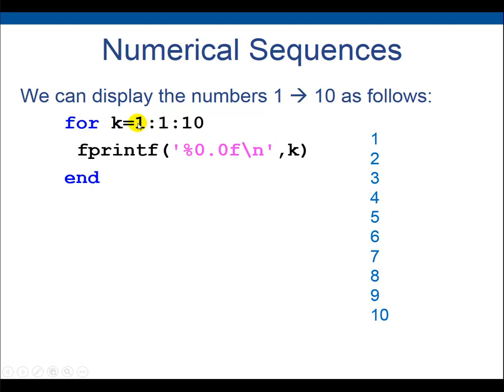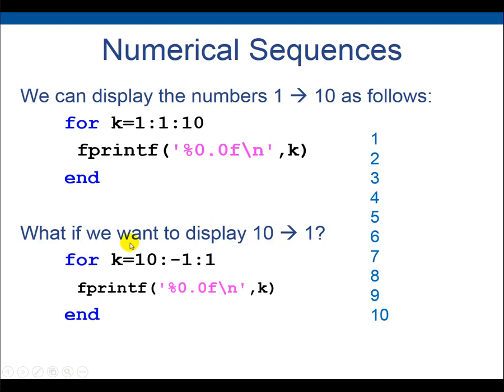So when k equals 1, it shows up here. When k equals 2, then it shows up here with the line change, 3, 4, 5, 6, 7, 8, 9, 10. How about, can we count inversely from 10 to 1?